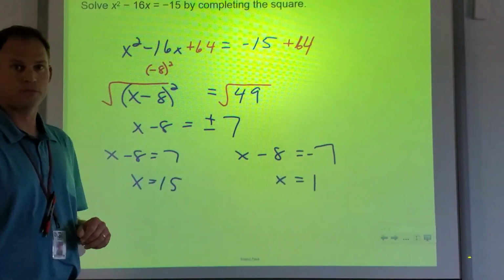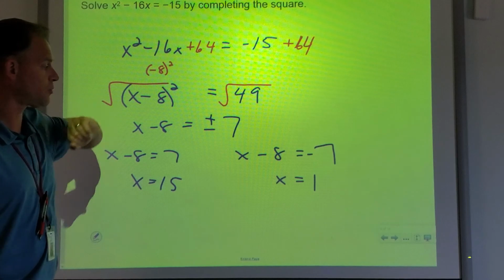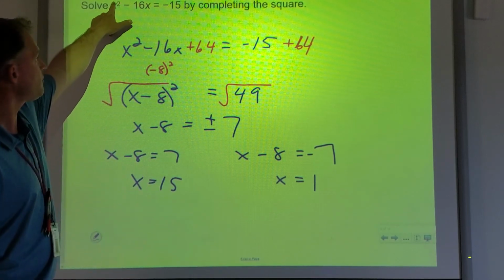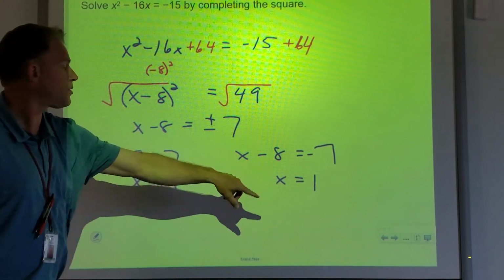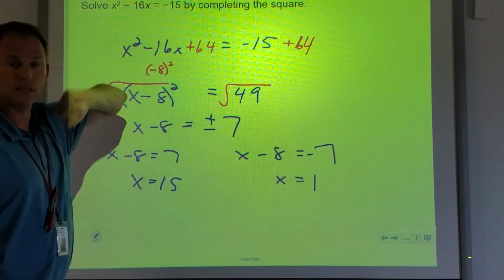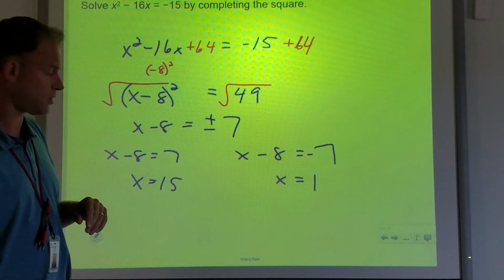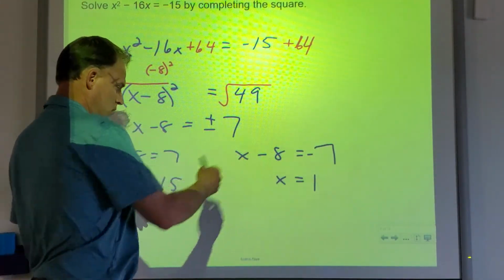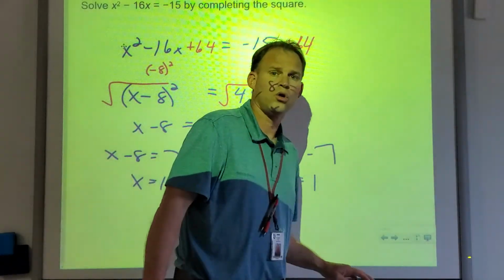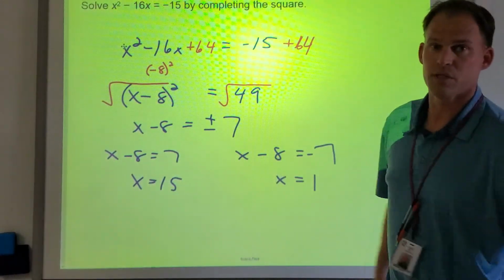There's your two answers. So if I go back to the original problem, if I plug in 15, 15 squared minus 16 times 15, it's going to equal negative 15. If I plug in 1, 1 squared minus 16 times 1, it's going to equal negative 15. Those are the two answers to the equation. Conversely, we could graph this. These are our zeros if we graph. It's all related to each other. But that's the complete the square method.